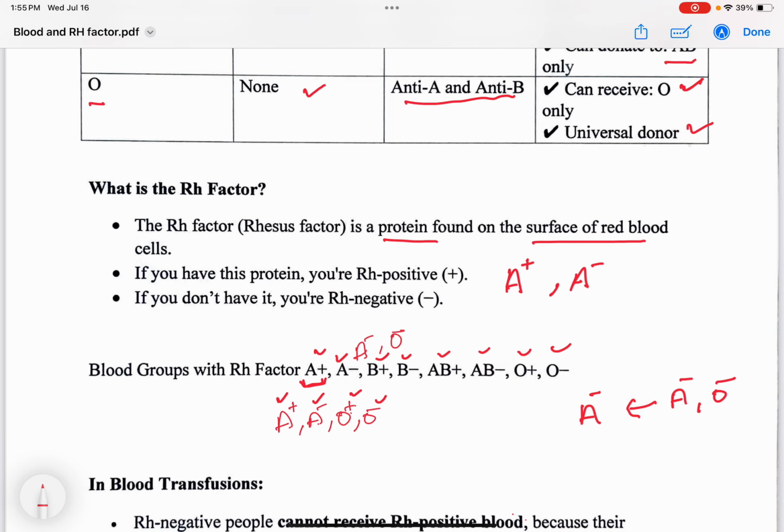If it's a positive Rh factor, it can receive from both positive and negative groups, plus the universal O group. But if it's negative, it can only receive from A minus and O minus. Same with B minus. It can only receive from B minus or O minus. And the same goes with AB plus. AB plus can receive blood from all types.